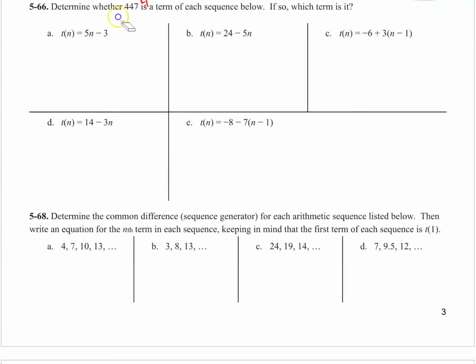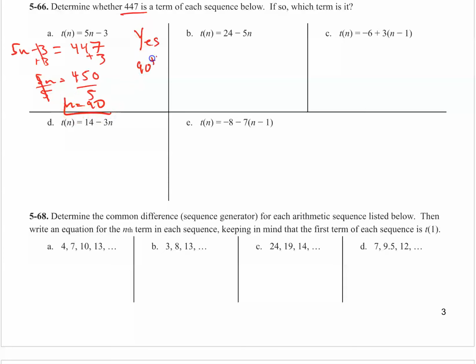All right. Let's determine whether 447 is a term of the sequence. So the way you do this is you take 447 and then you set the equation equal to that number, and then solve for n. Add 3 to both sides, so it's 5n equals 450. And then divide both sides by 5. And 450 divided by 5, it's going to be 90, I think. Yeah. So, yes, and it's the 90th term. In function notation, that's T90.